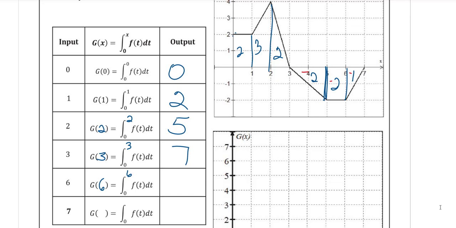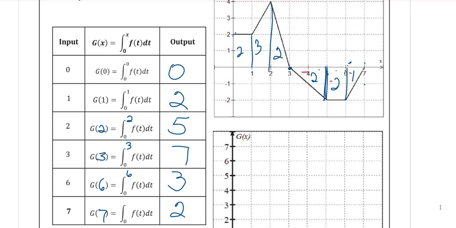So our value at 6 is going to be the 7 we already had till 3, and then if we go to 6, which is here, we're going to have to subtract off those 2 pieces. So we have 7 minus 4, which is 3. And then finally, G of 7 is we're going to take up to 6, and then subtract off that last piece. So 3 minus 1 is 2. Because it's on the other side of the x-axis. And remember, we define our area to be positive above the x-axis.